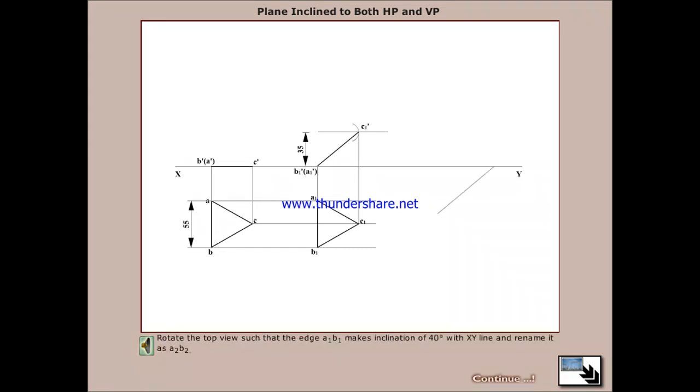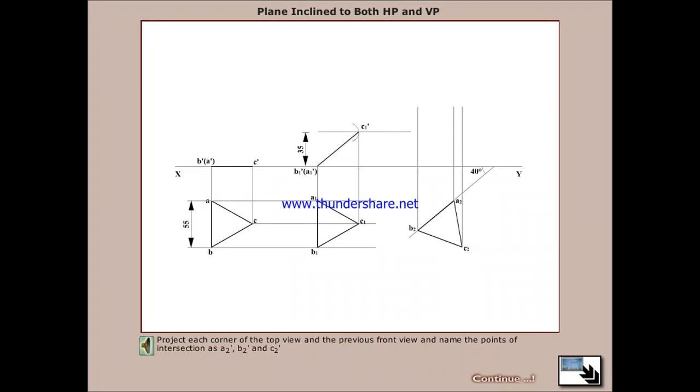Rotate the top view such that the edge A1 B1 makes an inclination of 40 degrees with the XY line and rename it as A2 B2. Project each corner of the top view and the previous front view and name the points of intersection as A2, B2 and C2. Join all the intersection points correspondingly to get the final front view of the plane.